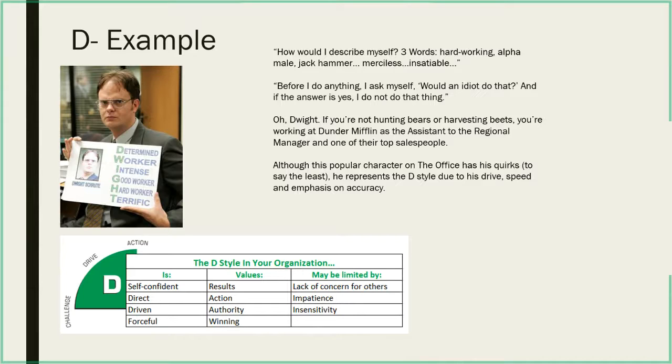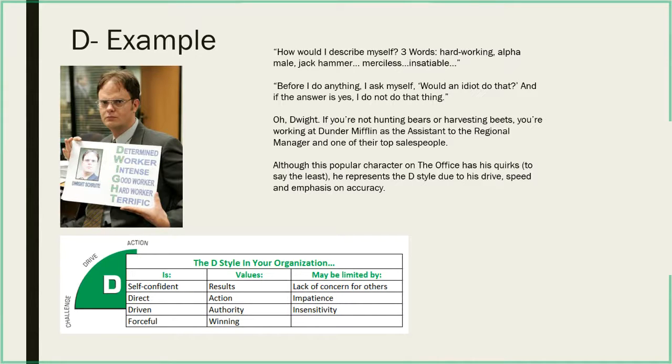He values authority. That's why he always refers to himself as assistant regional manager and not assistant manager. So he does value that authority. And I don't look at this as necessarily his downside, but it's something that does limit him. He may not be as sensitive as others, like Phyllis is always very sensitive on The Office, and he may be a little bit impatient, so sometimes he just makes rash decisions.